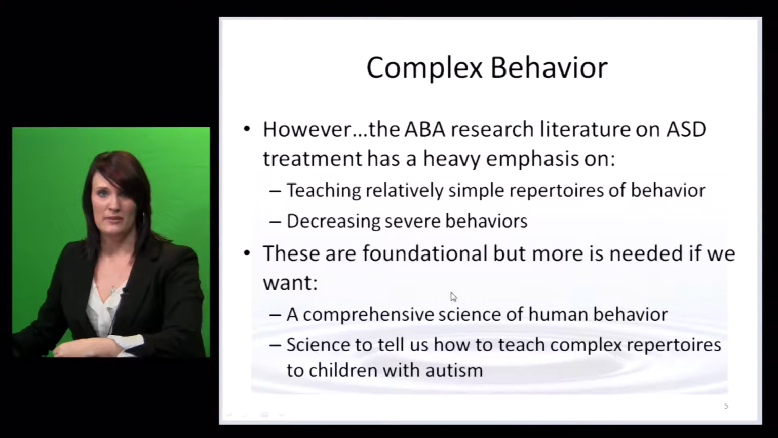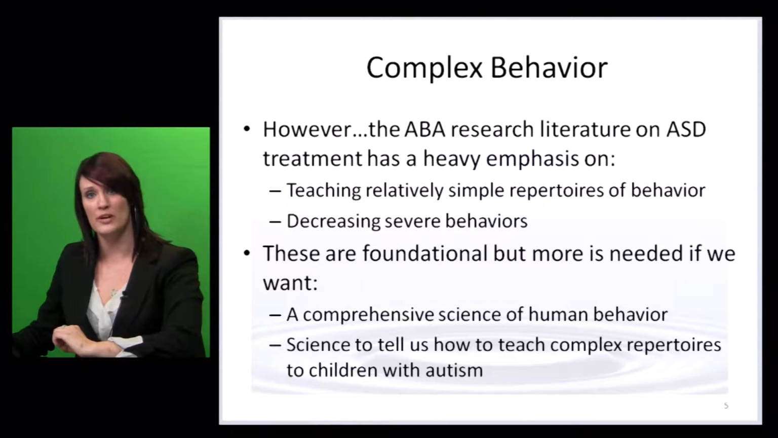However, the ABA research literature on autism treatment has a heavy emphasis on teaching relatively simple repertoires of behavior, as well as decreasing severe behaviors. These are foundational and very important, but more research is needed if we want a comprehensive science of human behavior, and a science to tell us how to teach complex repertoires to children with autism who don't actually have these skills.